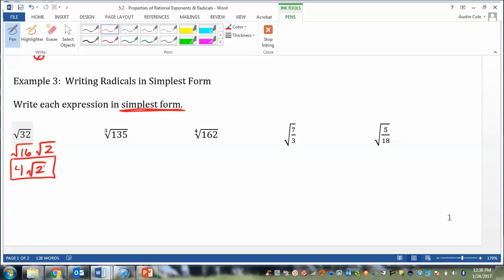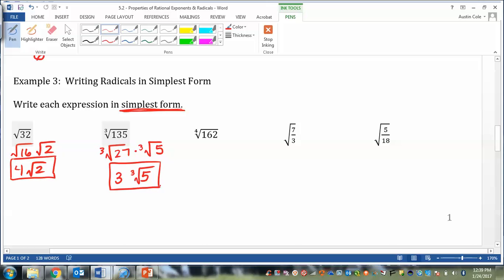So again, perfect cubes are 1, 8, 27, 64, 125, 216, and so on. Is there one of those that's a factor of 135? Someone say 27? What's 135 divided by 27? 5. Okay, so I'm going to break that up into the cube root of 27 and the cube root of 5, because the cube root of 27 times the cube root of 5 is the cube root of 135. So I can just break it up. Now the cube root of 27 is 3. So I have 3 times the cube root of 5, and now that is in simplest form.